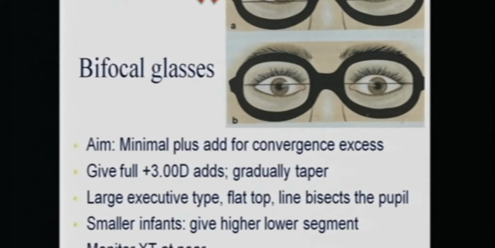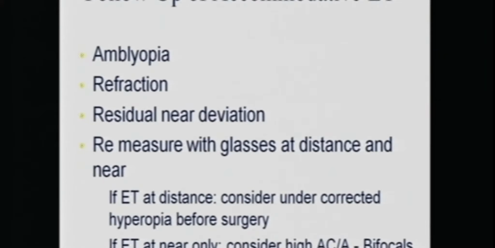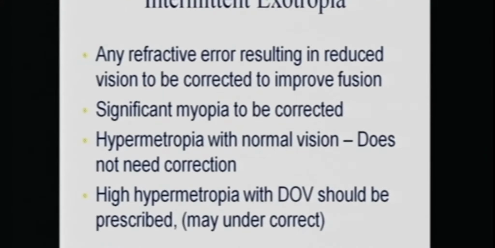Bifocal glasses, normally this is what we give for adults, but for children, especially when we're looking at a convergence excess pattern, +4 add or +3 add is given, which can be gradually tapered. They are large executive type with the line bisecting the pupil, so that the moment the child's visual axis falls below the primary position, he starts looking for near objects. And then you follow up for accommodative esotropias, for amblyopia, for refraction, for residual deviations, and remeasure at distance and near. And it's important to gradually taper this hyperopia as the child grows and the requirement decreases.